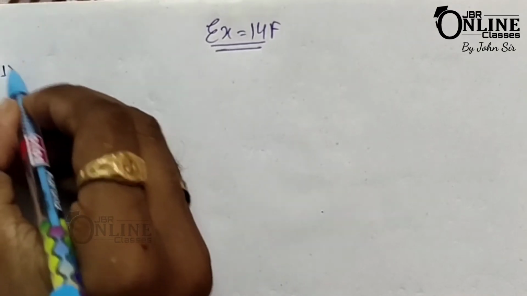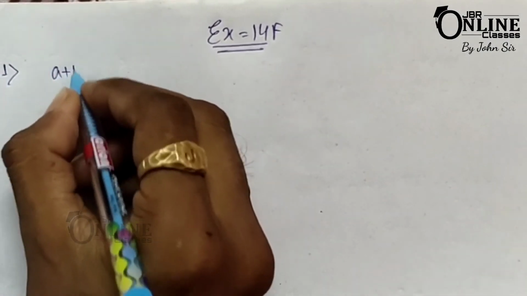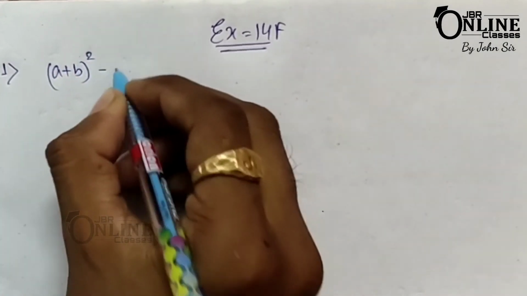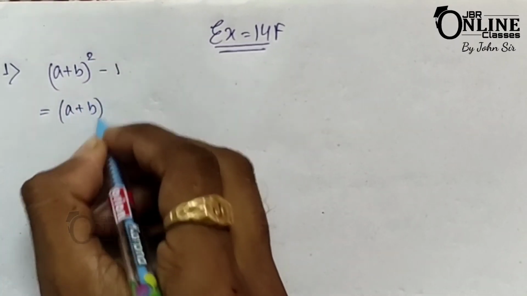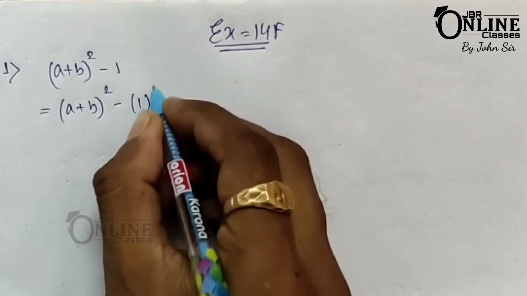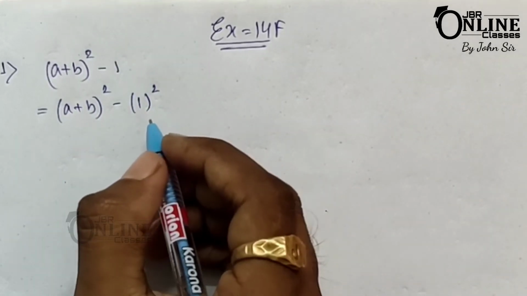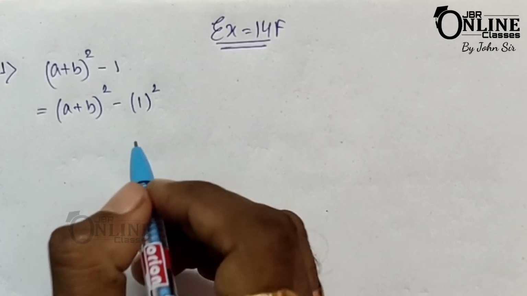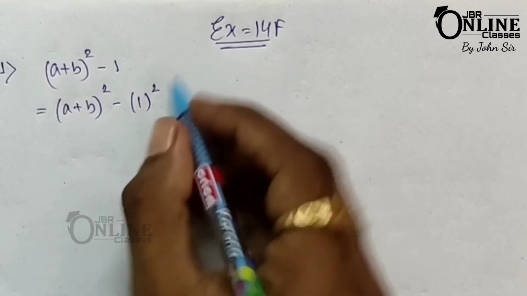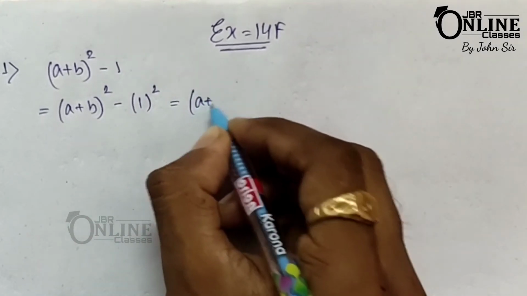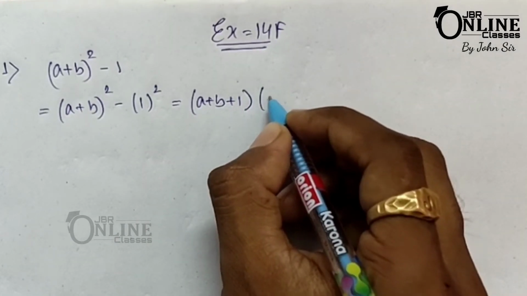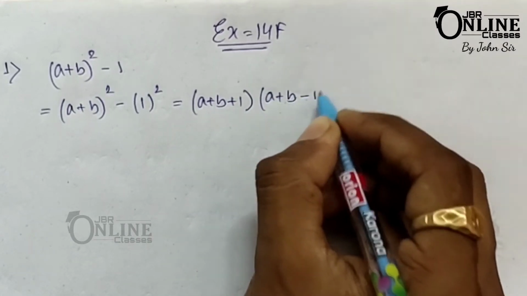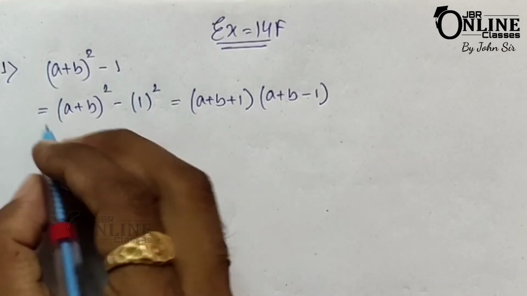Now exercise 14f. In exercise 14f, sum number 1. Here sum number 1 is a plus b whole square minus 1. Now you can write this one as a plus b whole square and 1 as 1 square. The same thing happens here: you have to apply the formula a square minus b square. So according to this formula, a plus b plus 1, and the second one a plus b minus 1. So that is the answer.